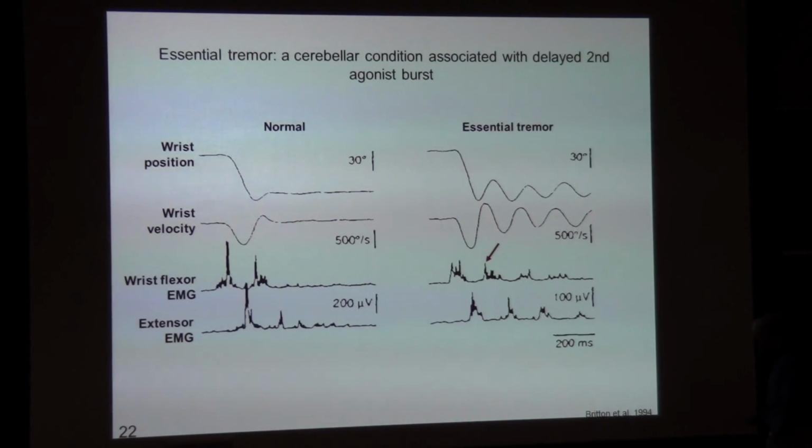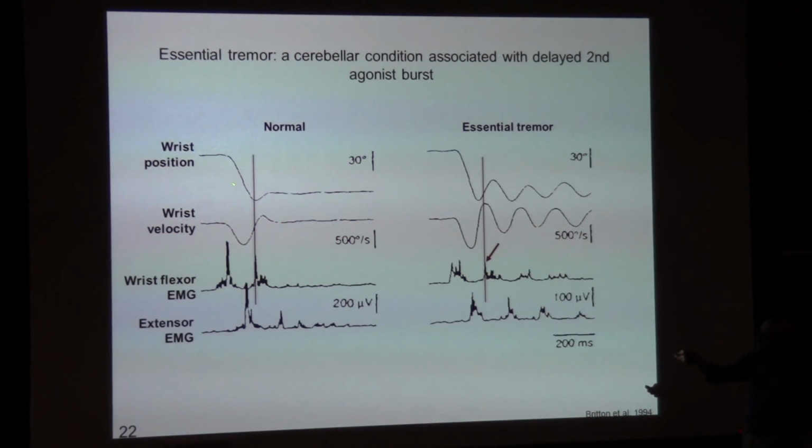Here's an example of a deficit in the cerebellum. So this ability to make rapid movement and stop on the dime on the target is coming because something is helping the motor cortex time the activity of these muscles. So we see an example of it in a condition called essential tremor, which has to do with damage to the cerebellum. So here's a healthy person making a wrist movement, and let's look at what happens.